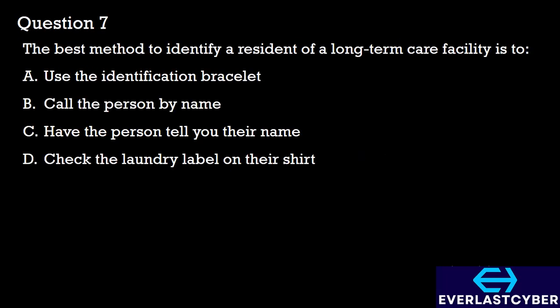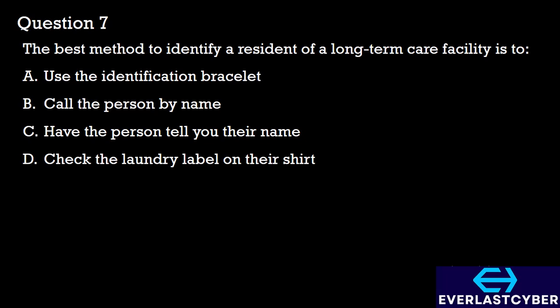Question 7. The best method to identify a resident of a long-term care facility is to A. Use the identification bracelet. B. Call the person by name. C. Have the person tell you their name. D. Check the laundry label on their shirts.